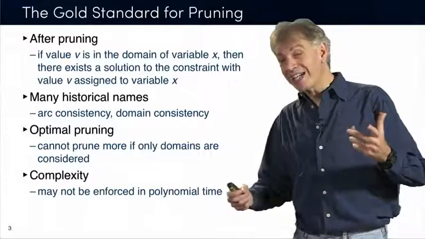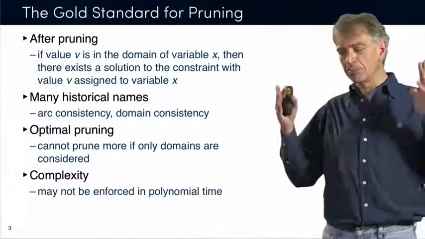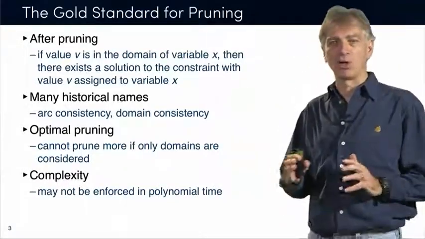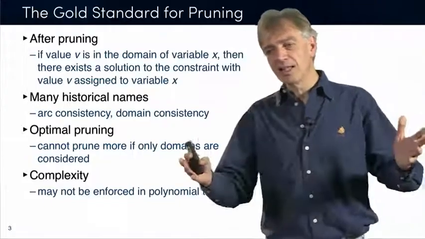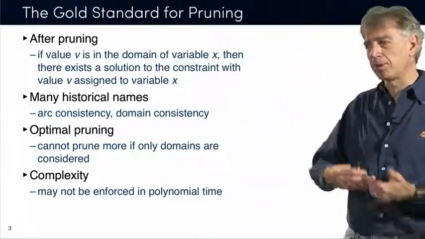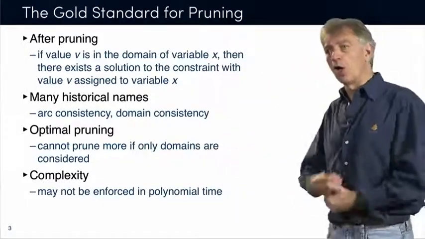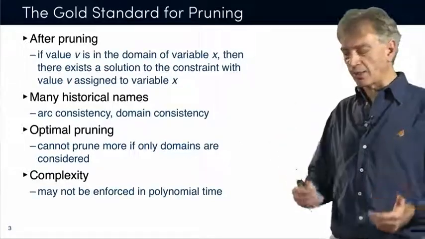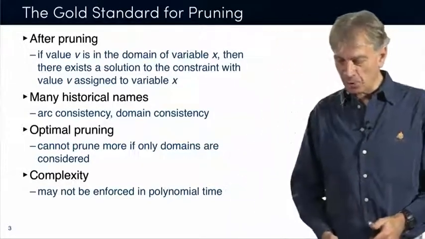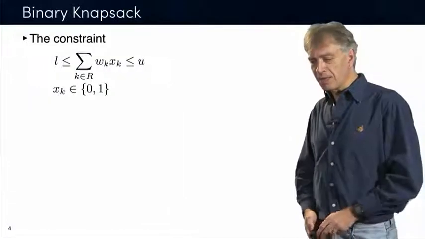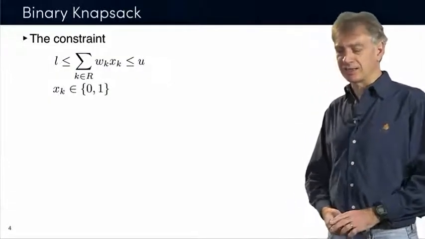Of course, in practice, it may not be possible to implement this golden standard in polynomial time. So if that's the case, we'll have to relax the standards and do incomplete pruning, or we'll have to settle for exponential time. Okay. So let me start with the binary knapsack, which is an example that we have seen.